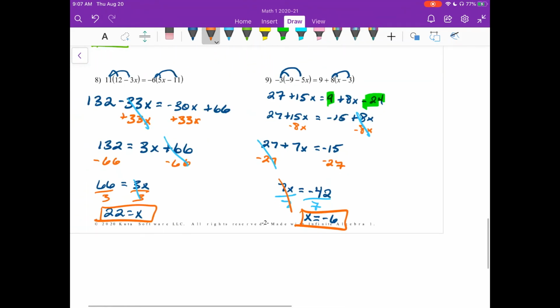So just a reminder, they will not always be no solution or infinite solution. A lot of them won't be. But you just need to keep that in mind. Whenever something doesn't make sense, it's probably going to be one of those two. All right.